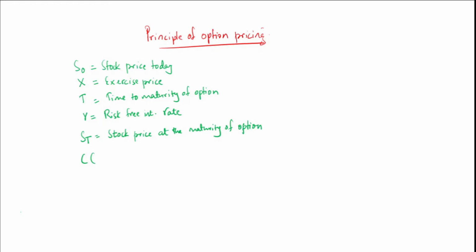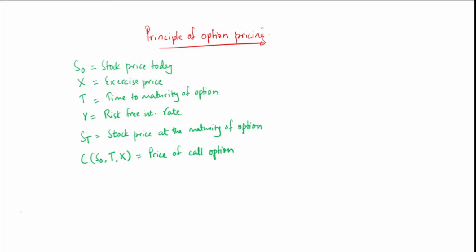For the price of the call option, we'll write a notation in this way. C in the bracket S naught, T and X. Price of call option. This means price of a call option with S naught price today and time to maturity is T and the exercise price is X. Then it is mentioned in this way.